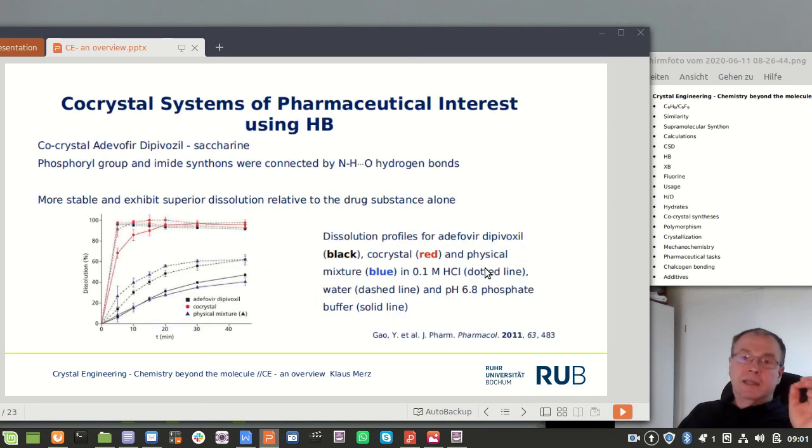Well, we have seen very often, with only one example, that crystal engineering is not a sophisticated field of science. It's very useful for applications. We have seen, for example, here with the co-crystals with saccharin, you can improve the stability. It was very nice. And this dissolution you have seen.